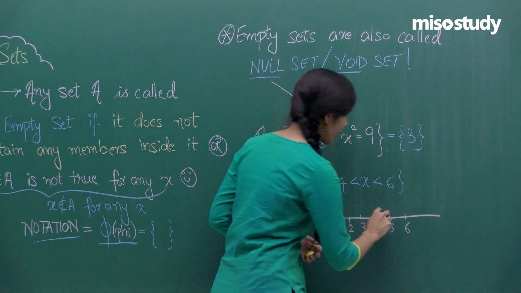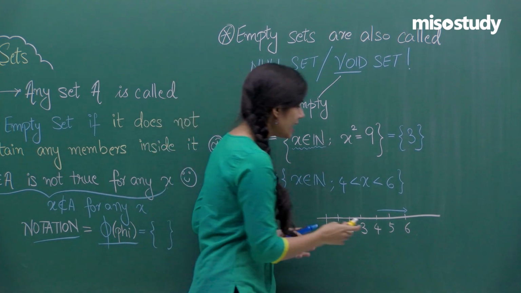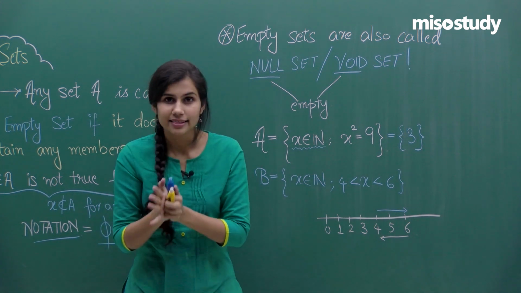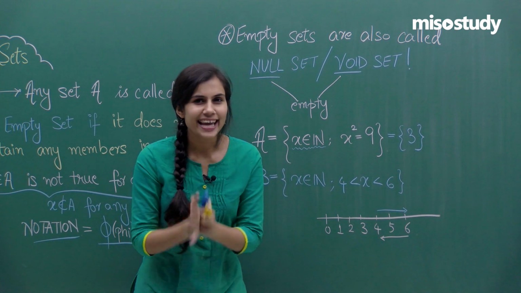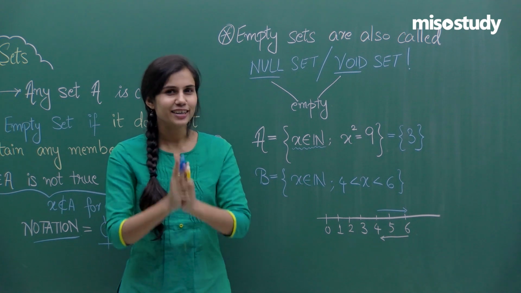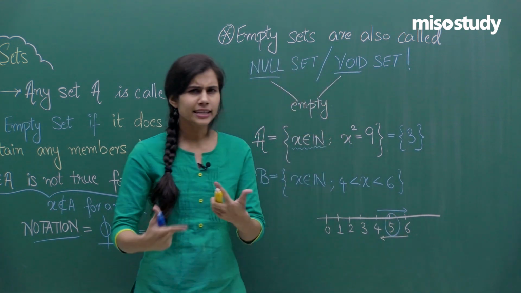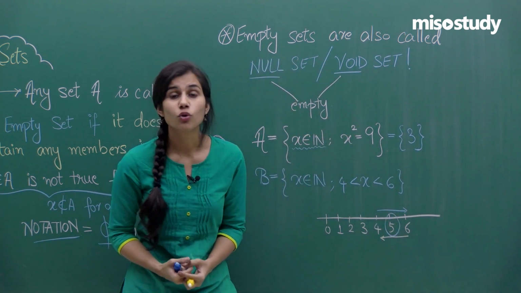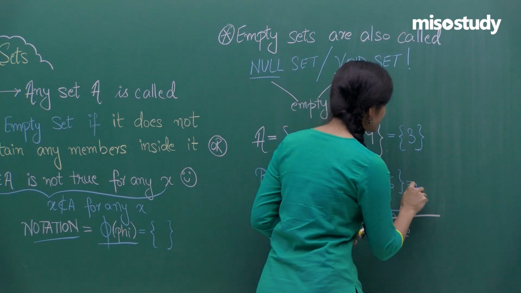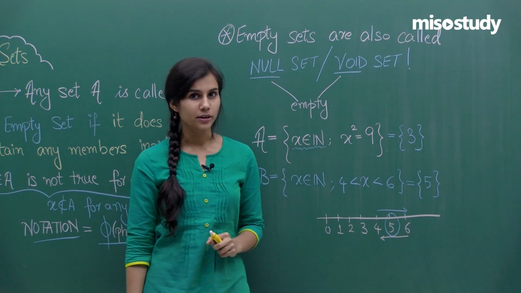I have to move to the right of 4 because I am asked to collect natural numbers which are greater than 4, and I have to move to the left of 6 because I have to collect natural numbers which are less than 6. Can you see any natural number between 4 and 6? Yes, I can, and definitely you can too, which is the very number 5. Is there any other natural number between 4 and 6? No, there isn't any natural number between 4 and 6 except 5, and therefore this particular set turns out to be a set having only 5 as its member.